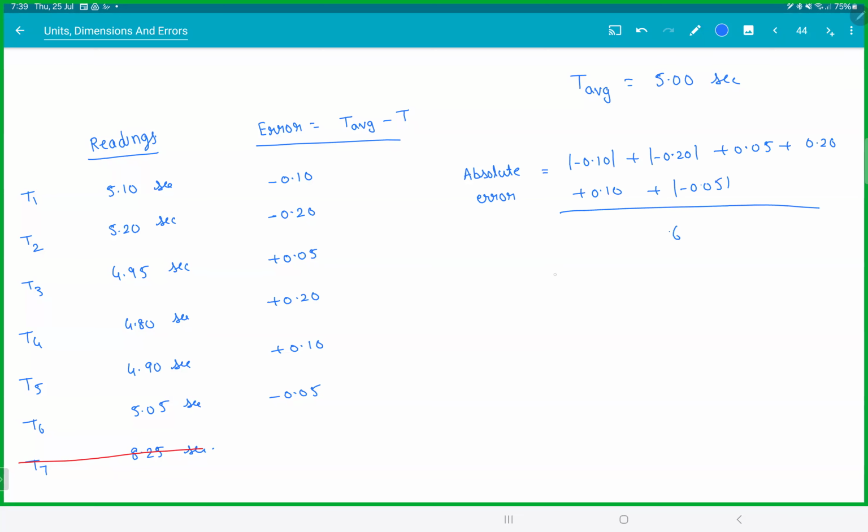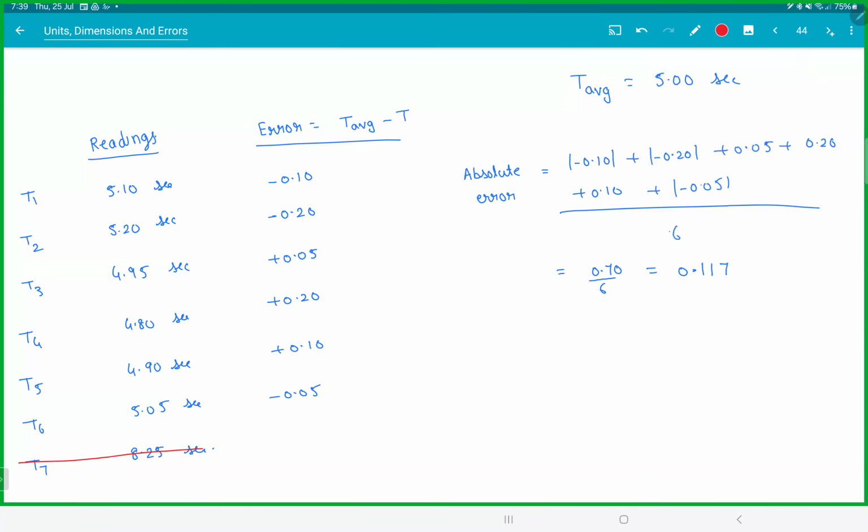by 6. How much is this? 0.35, 0.35, 0.7 by 6. 0.7 by 6 is 0.1, 0.1167.